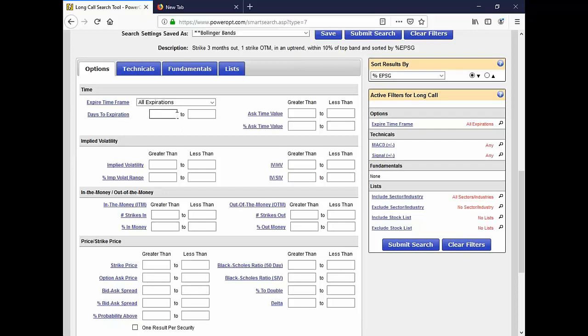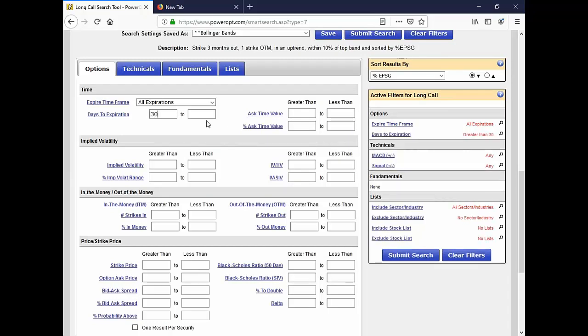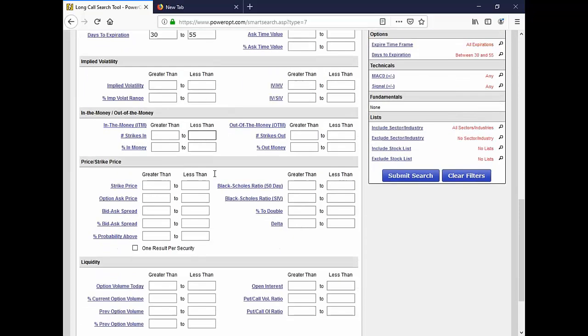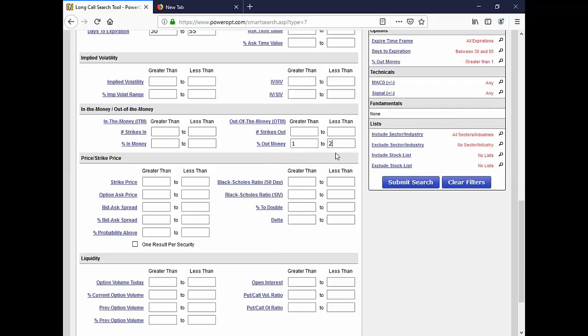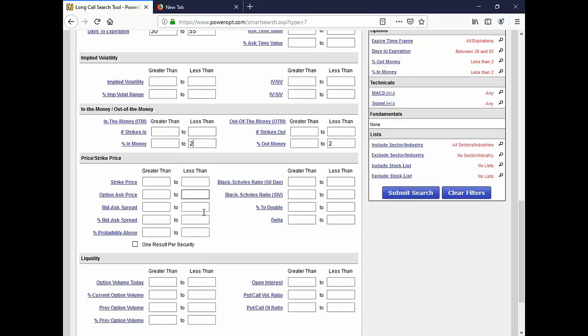perhaps, and I'm just going to go maybe 30 days at a time. So I'm going to go all expirations, let's say 30 to 55 days. Okay. I'm going to try to just focus. Now, I'd probably go out of the money by maybe 1 strike if I really think it's running, 1 to 2 strikes. Or maybe let's just go at the money. I'll go up to 2 strikes out of the money and up to 2 strikes in the money.